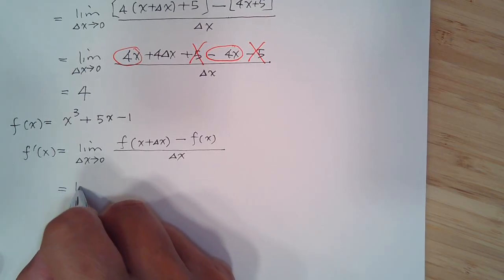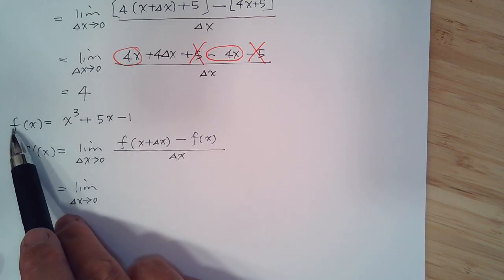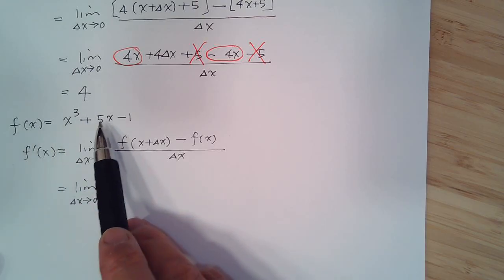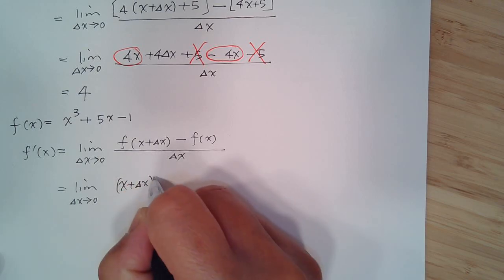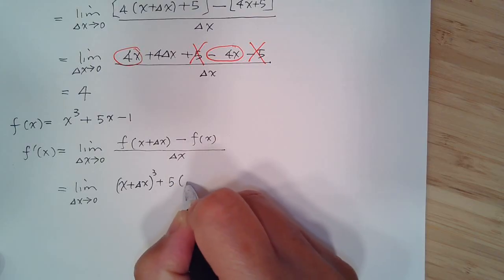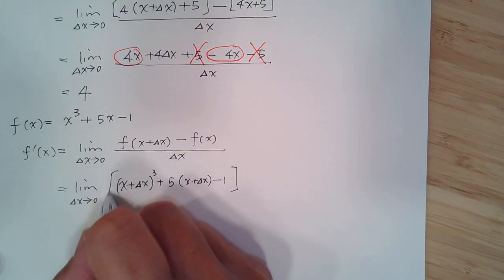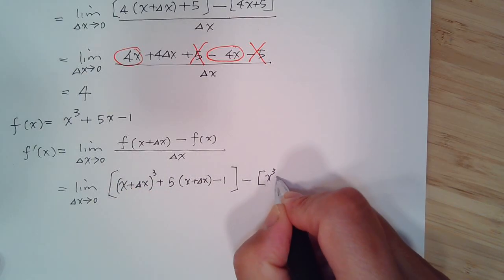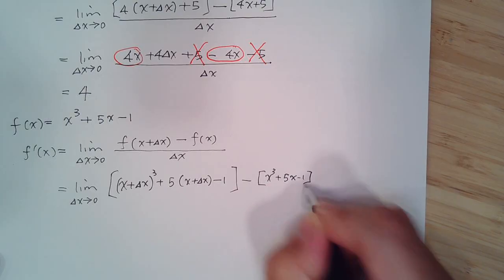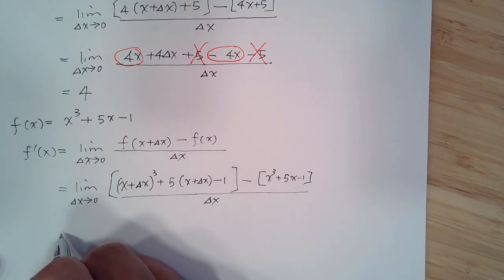And then I'm going to go ahead with the limit as delta x approaches 0. Now the top: f of something should be something cubed plus 5 times something minus 1. So that would be x plus delta x cubed plus 5 times x plus delta x minus 1. So that's the first part. And then minus the second one, which is just x to the third plus 5x minus 1. Now that over delta x, and delta x approaches 0.